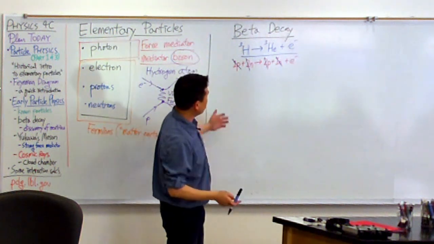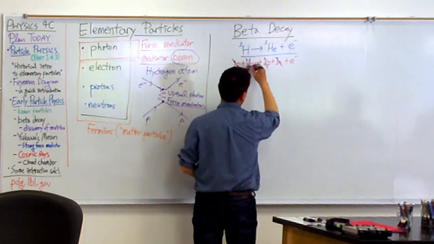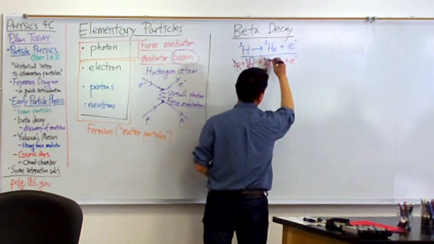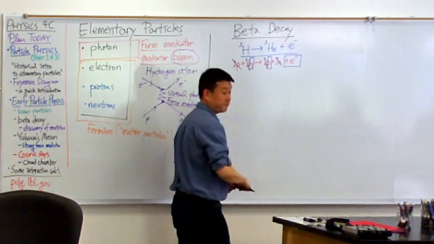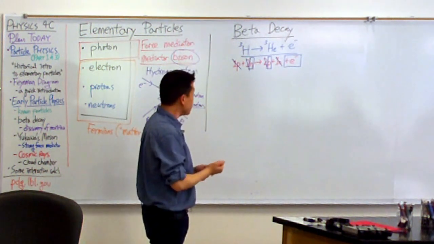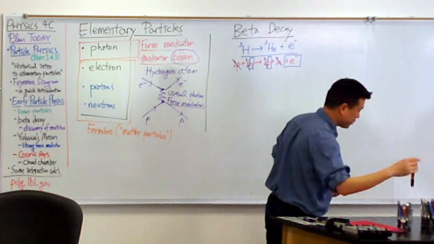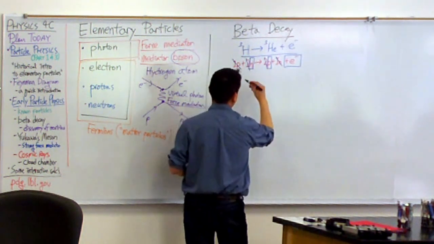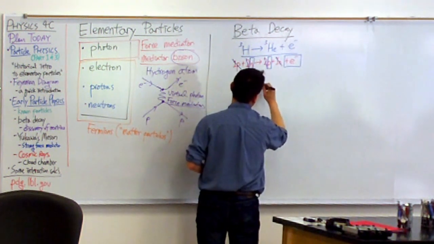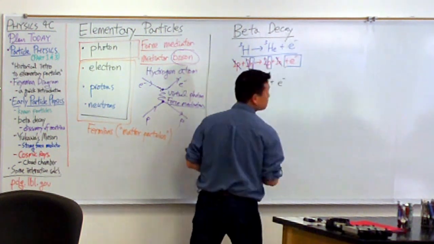So at the very basic elementary level, what you have is one neutron turning into a proton, in the process emitting an electron. Okay? So that's the very elementary representation of what's happening here. Neutron becomes a proton emitting an electron.